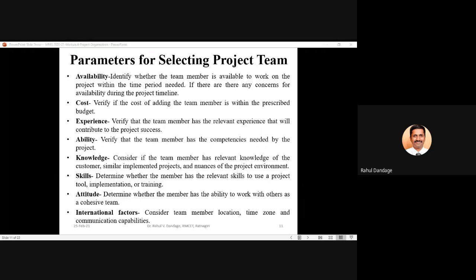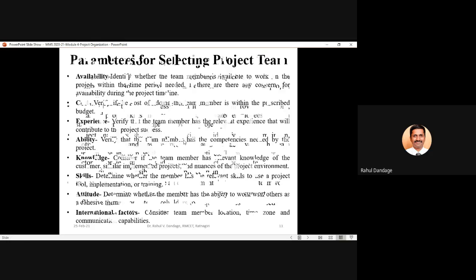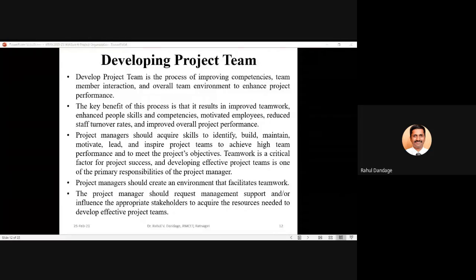Discussion. Today we want to finish up with this particular module. Let us try to discuss with respect to the project team development, how to develop the project team. Basically, developing the project team is a structured process, is a scientific process.